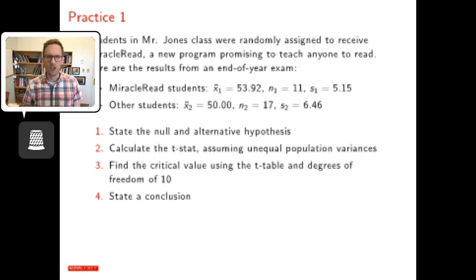So the question is, this 3 to 4 point difference, almost 4 point difference, was that due to Miracle Read, or is this just due to random chance? Okay, so go ahead and work through each one of these 4 steps, and then on the next slide, I'll do it with you.